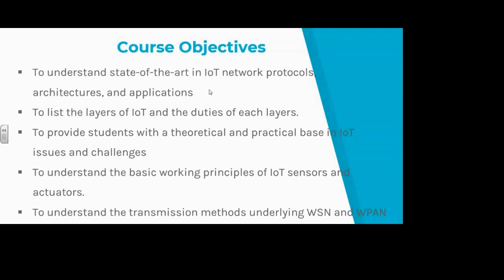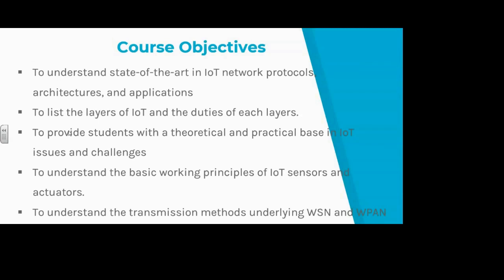The second objective is to list the layers of IoT and the duties of each layer. If you are aware of networking terminology, such as computer networking, if a transmitter wants to communicate with the receiver, they need to follow certain rules, certain protocols. The set of rules is considered a protocol. So both parties need to follow certain rules. In this case, IoT has its own stack of layers, just like in computer networks you have the ISO OSI layers and TCP/IP layers. In the same way, we have different layers in IoT. Each layer performs its own duties or responsibilities to communicate the data from source to destination. Now this is your second objective.